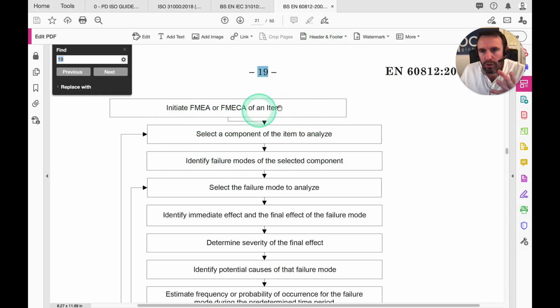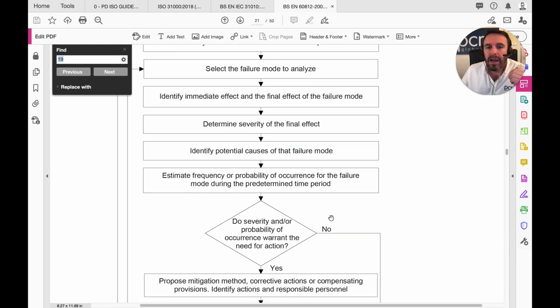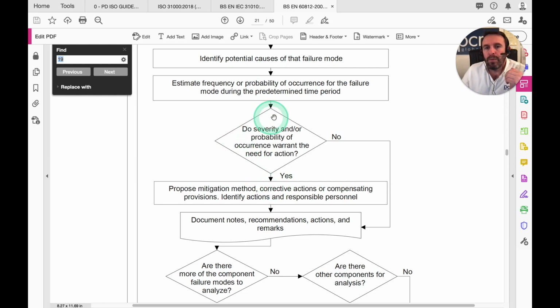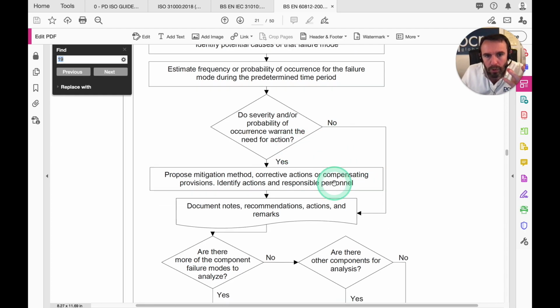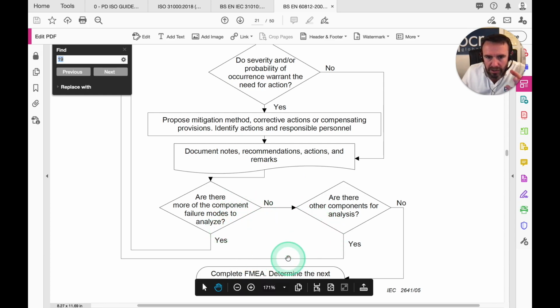Finally, just have a very quick look through the flow and then we will finish. So, FMEA, FMECA: select a component of the item to analyse, identify the failure mode. We did cover it, but we're just covering it again. Select the failure mode to analyse, identify immediate effect and the final effect, determine the severity of the final effect, identify potential causes, estimate the frequency or probability of occurrence for the failure mode. Do severity or probability warrant a need for action, yes or no? We're going to be thinking about our mitigation methods. We're going to be documenting what we're doing. Are there more failure modes to analyse? Ultimately, then, we're going to be completing the FMEA.